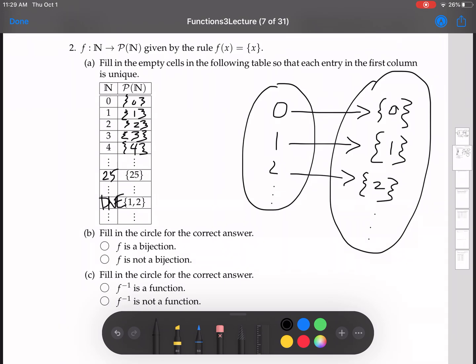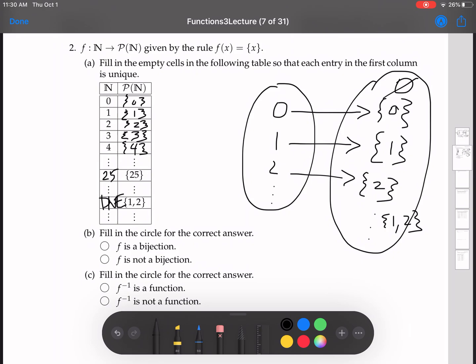All right, so there's plenty of things in the power set of the natural numbers. Remember, the power set is the set of all subsets of the natural numbers. Remember, the empty set is a subset of all sets. There's nothing that comes over to that. Similarly, the set 1, 2 doesn't have anything that comes over to it. So not everything in the target gets hit.